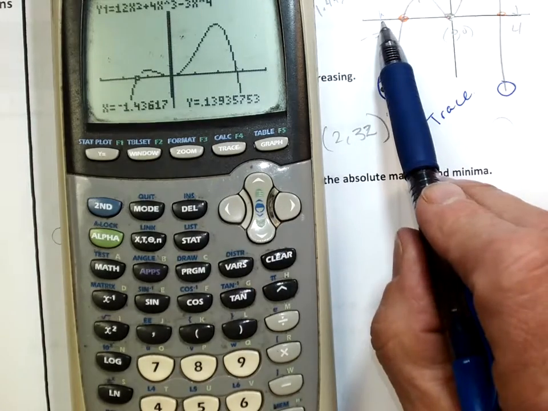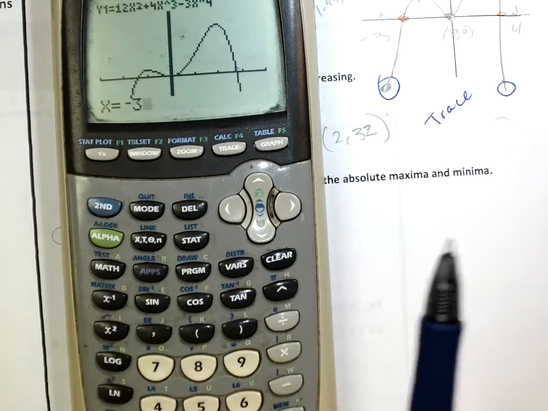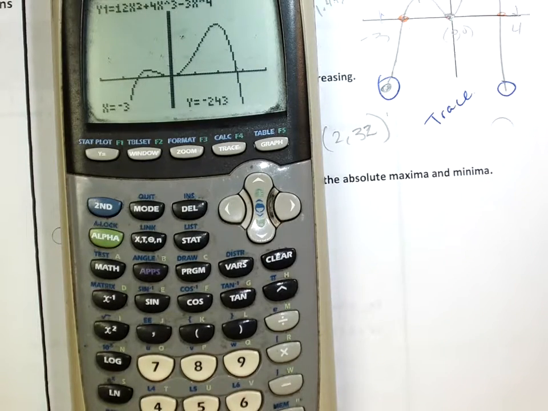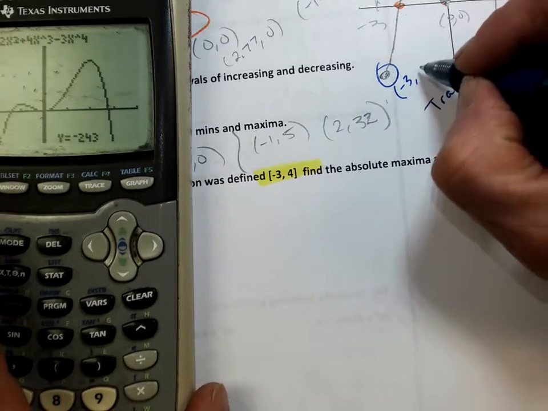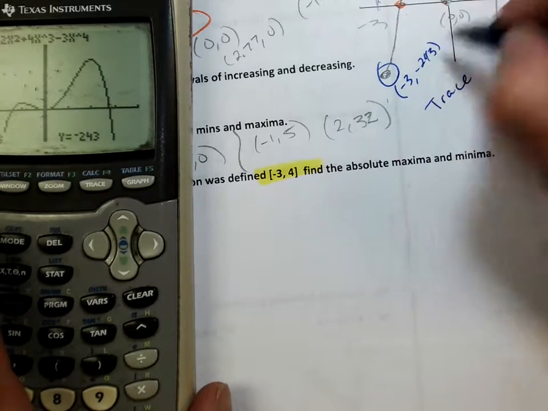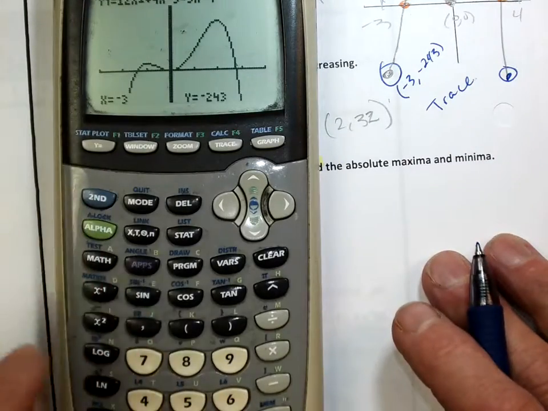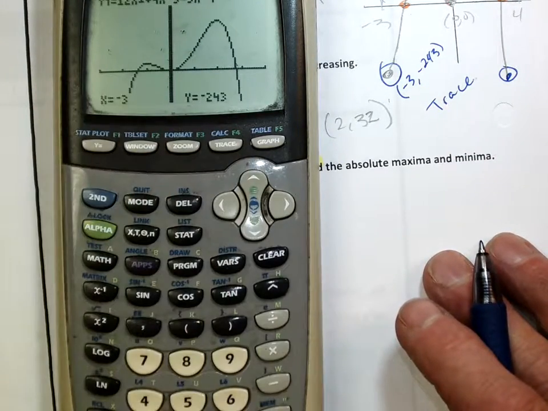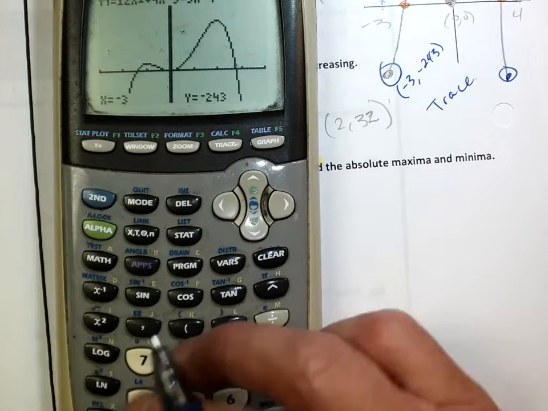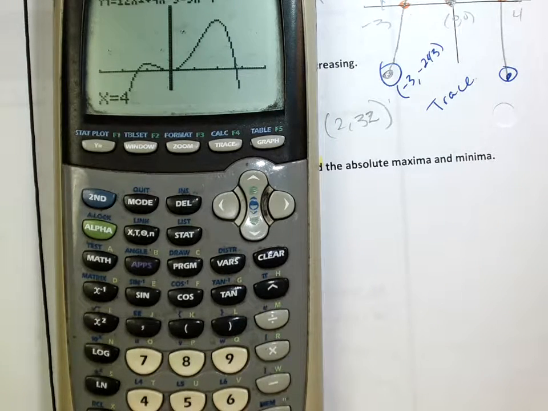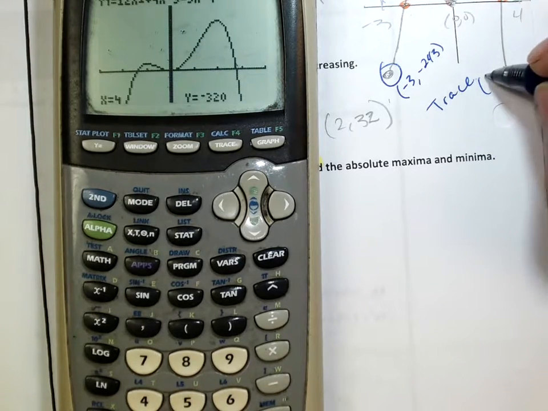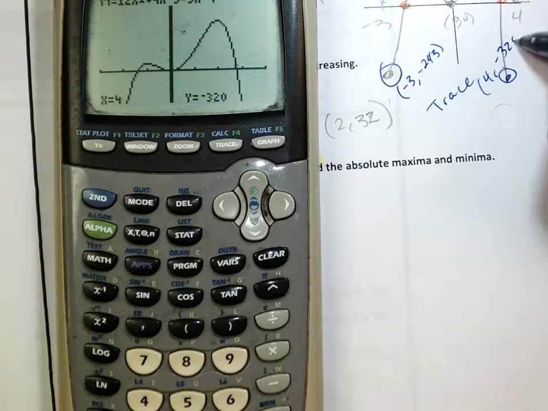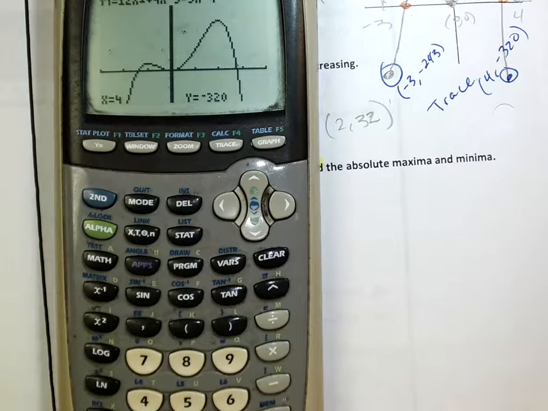And I want to look at -3. So if I go -3, I'm going to trace, enter. So this one's way down at -243. Too much to graph, right? So I know this point is at -3, -243. And this button right here, I'm going to hit my trace, and I'll go 4. Okay, 4. And it's at -320. So I've got a point at 4, comma, -320. Which point's lower? You guys agree?